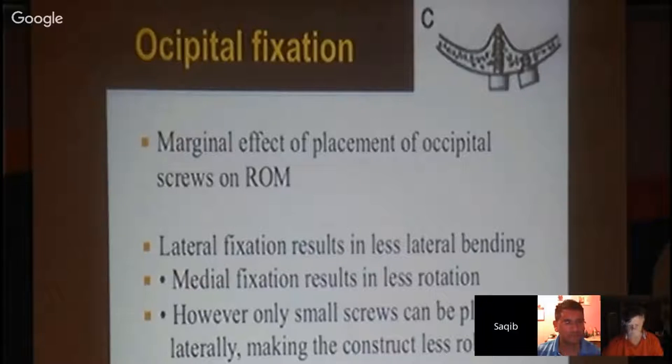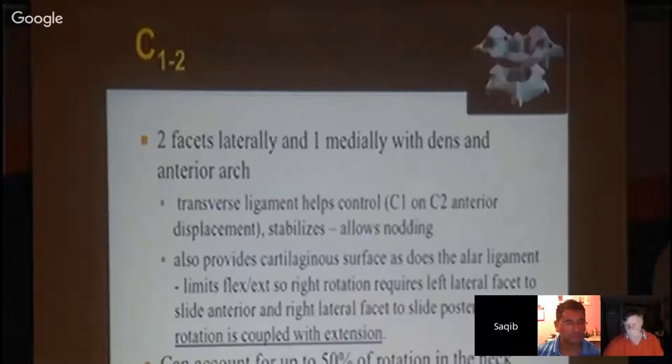Occipital fixation. Quite simple. We know that this is the thickest spot in the middle, so if you're going to put in a screw, the midline screw is probably the best. Lateral fixation has got less lateral banding, but the problem is then it's a very small screw. So this is the area which is supposed to be the thickest, so that's where your screw should go.